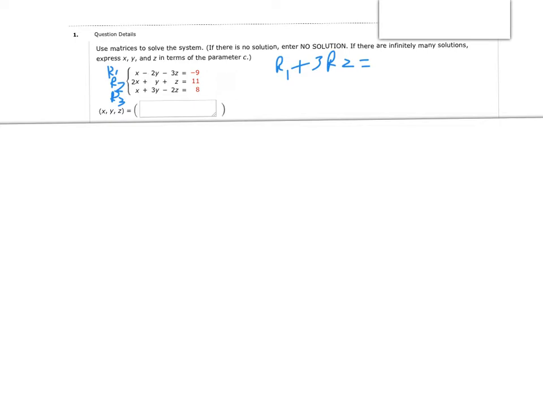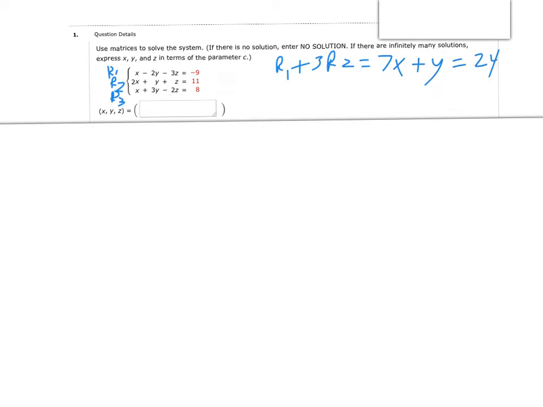So when I'm doing this, I'm thinking, all right, in this first one we have x plus 3 times 2x. That's really going to be 6x. So x plus 6x is going to be 7x. And then for my y's, I have negative 2y plus 3 times y, so that's just going to be plus y. And then for my z's, they do cancel. And then for my numbers, I have negative 9 plus 3 times 11. So negative 9 plus 33, and so that's going to be 24.